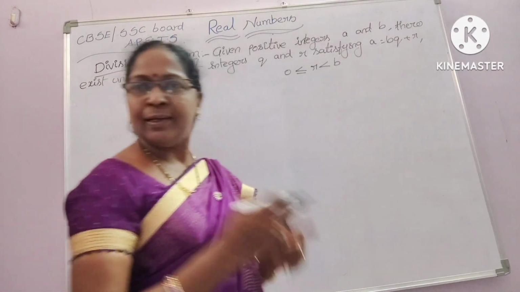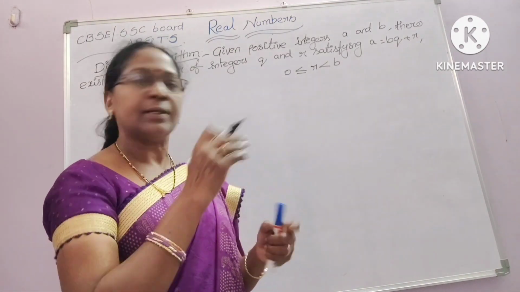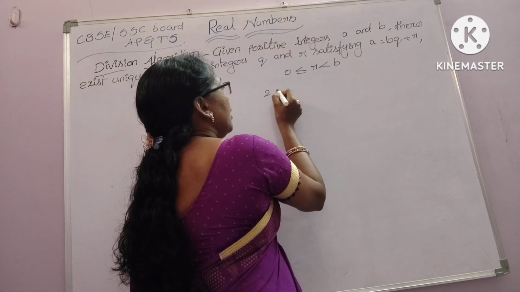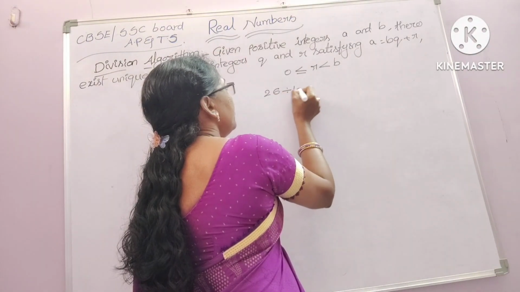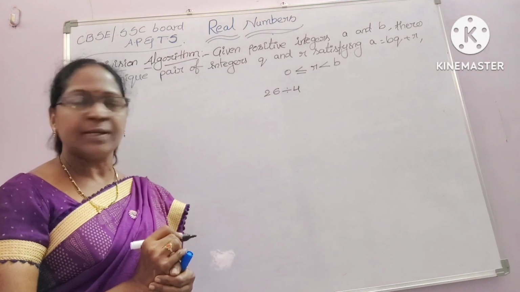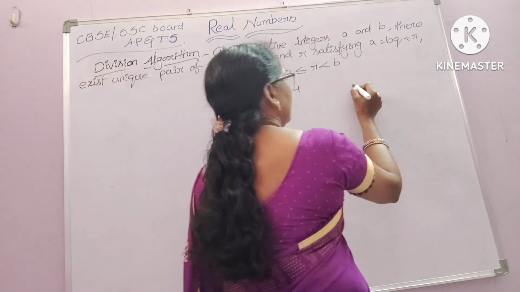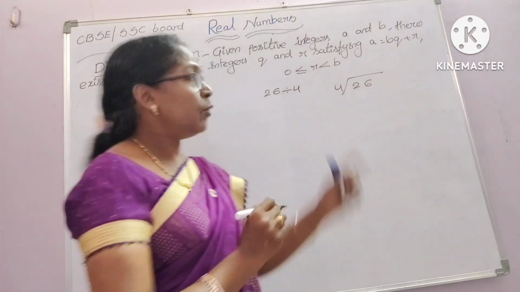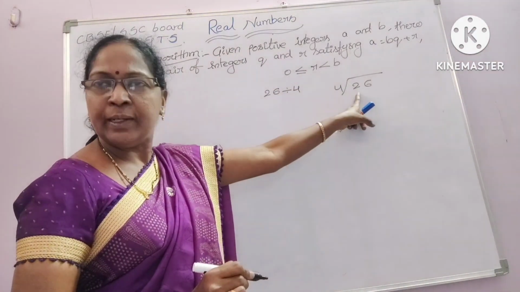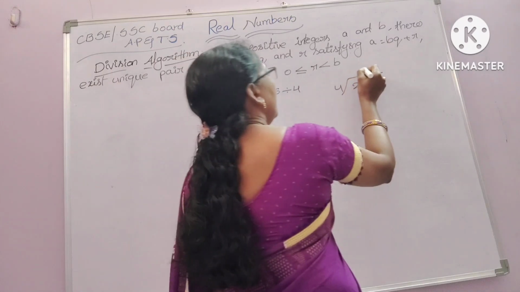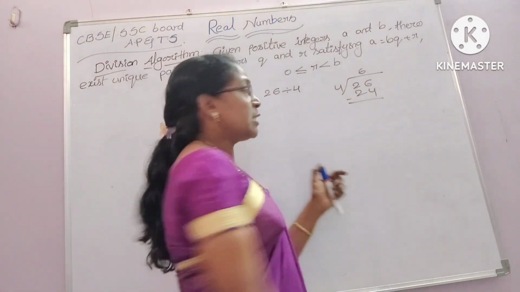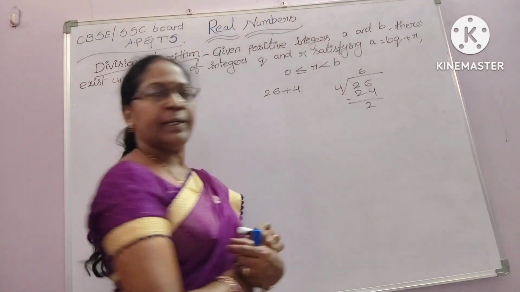What is the division algorithm? We already learned division, how to do that division, we know the procedure. For example here, 26 divided by 4. Just you divide it. 4 is divisible into 26 how many times? 4 6s are 24. What is the remainder here? 6 minus 4, 2 is the remainder.